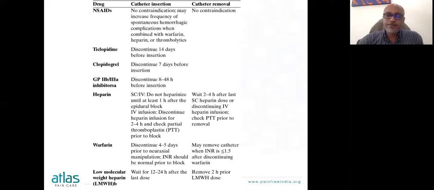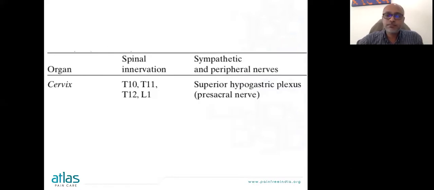Next slide, please. If you look at the spinal interventions, it is T10 to L1. By all means it is the superior hypogastric plexus, the presacral nerve, which needs to be blocked to get pain relief. But it only works if the pain is purely visceral, as I was talking about earlier. If there is a neuropathic component or a somatic component involved, the superior hypogastric plexus block is not useful at all. So we have to be very realistic while proposing any of these procedures.